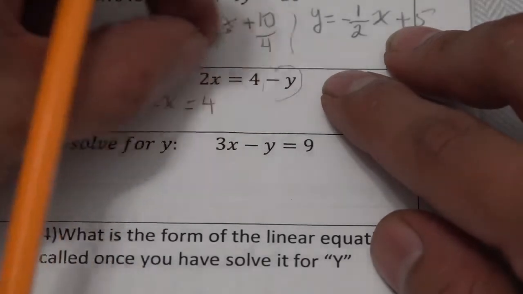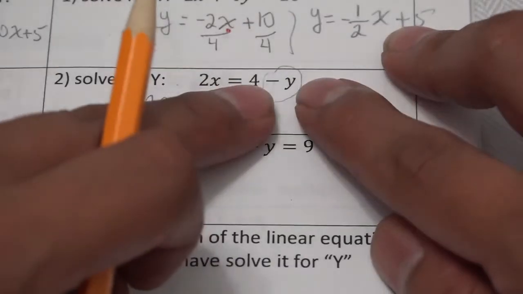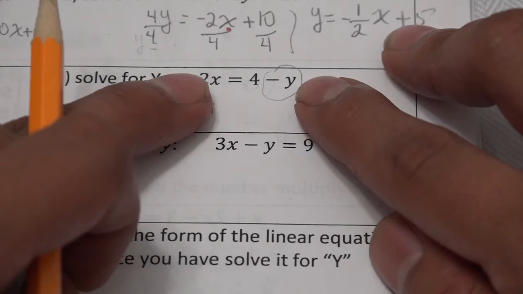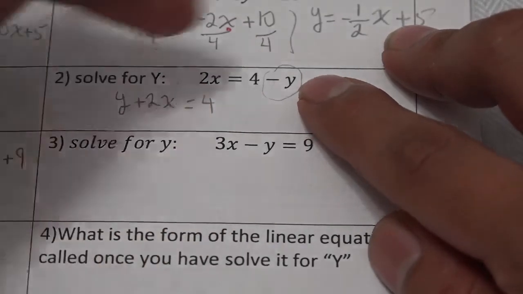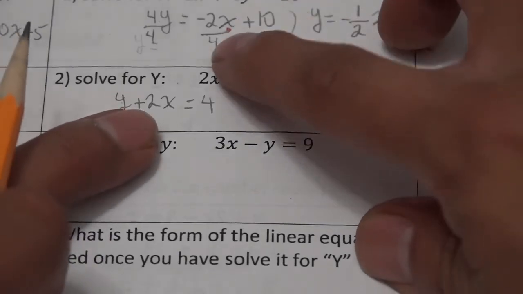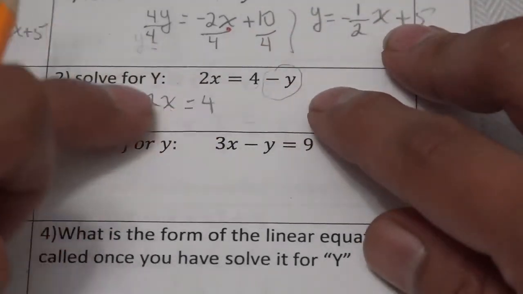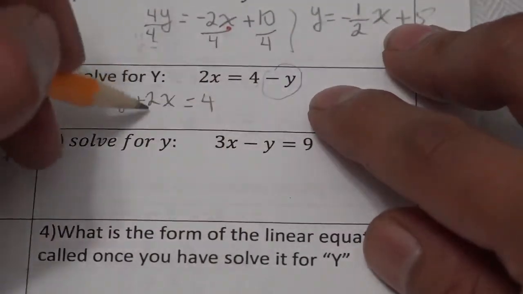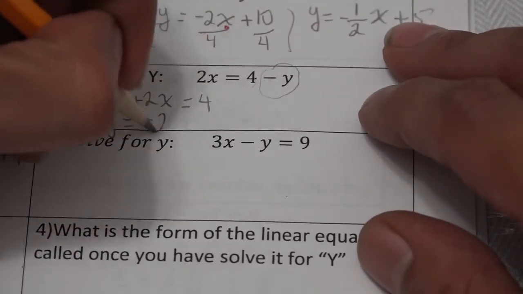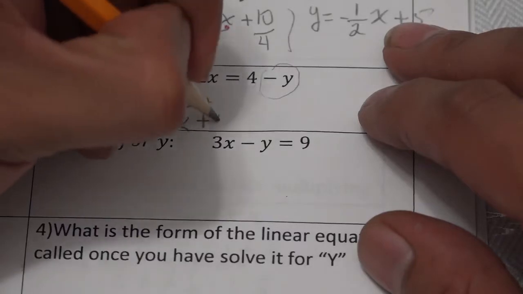Or you could just put the 4 on the other side negative, but then you have to change the sign of every number by multiplying by negative 1. Here you don't have to anymore. So I took the y and I put it over here. So I ended up with y plus 2x equals 4. And now I'm going to take the 2x and put it on the other side. So I end up with y equals negative 2x plus 4.